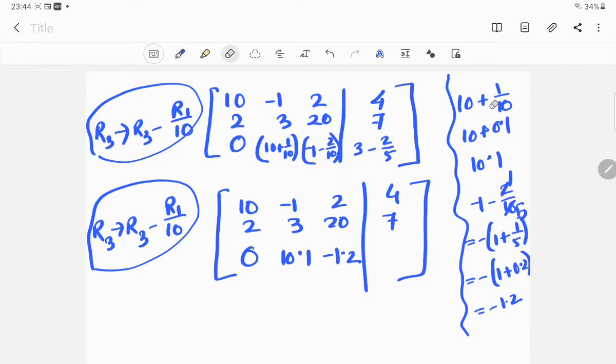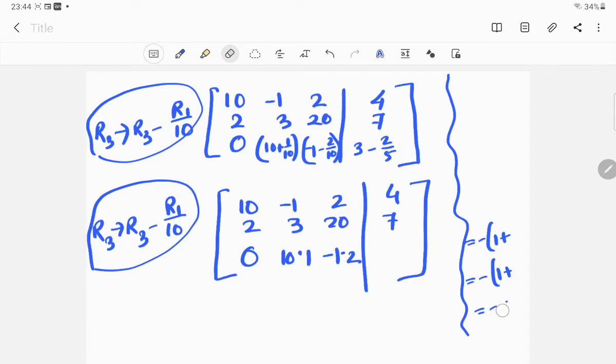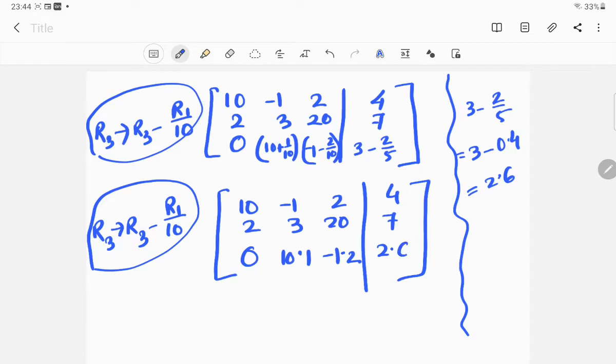I will remove this part again. This thing is already done. Okay, so then you have 3 minus 2 by 5. 2 by 5 means it is around 0.4. So 3 minus 0.4 means 2.6. So it comes out to be 2.6. That's all we have.